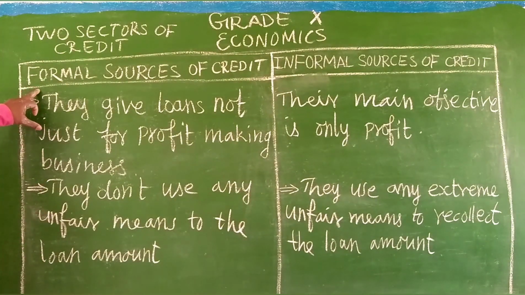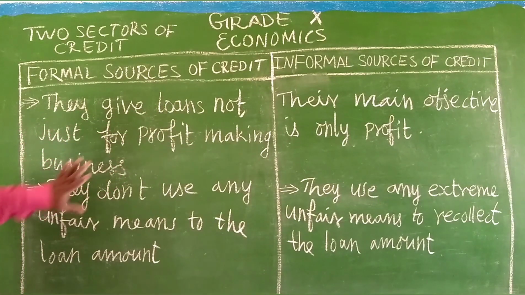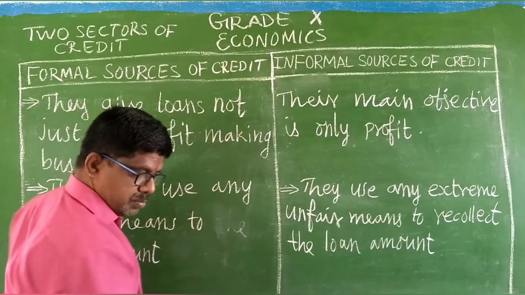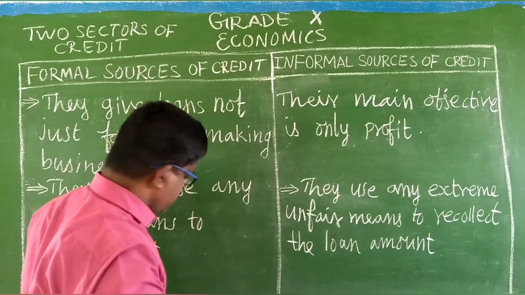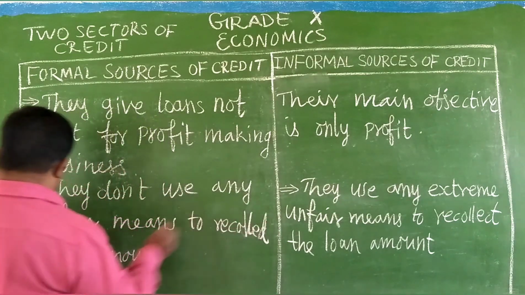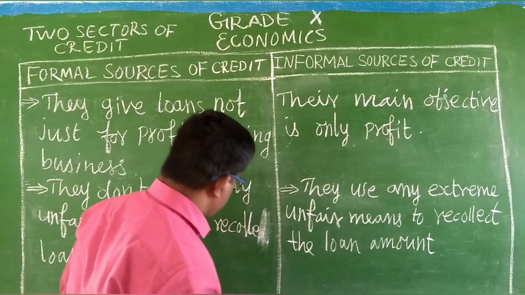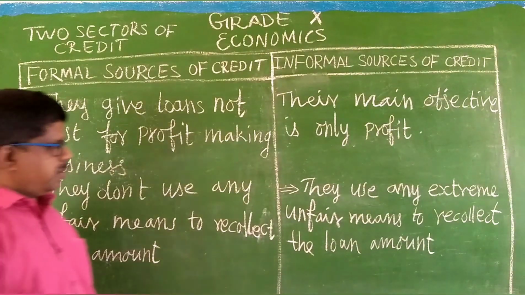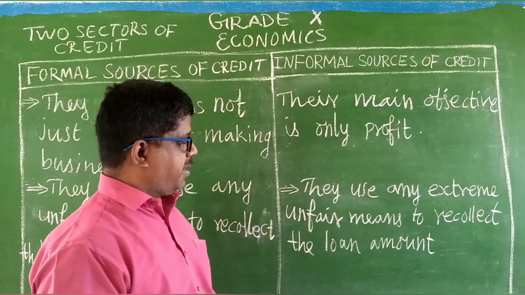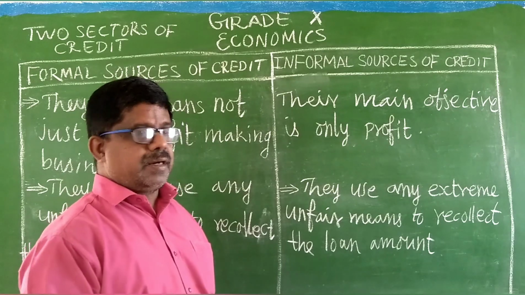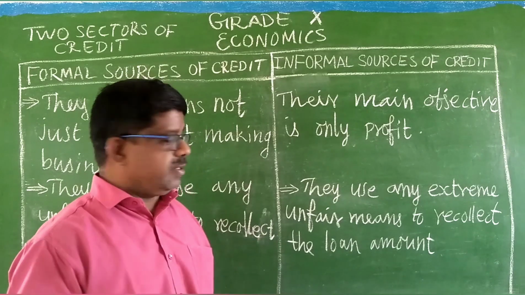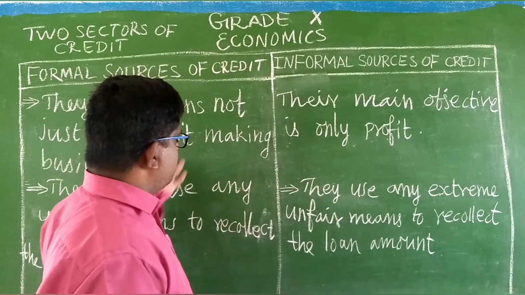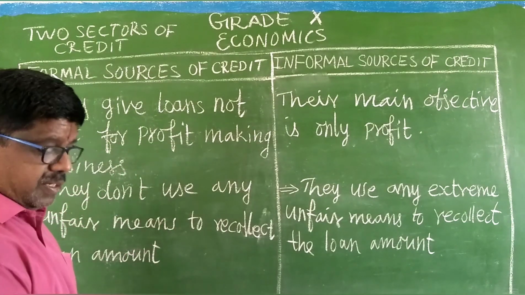Students, please understand, in the case of formal sources of credit, they give loans not just for profit making business, and they do not use any unfair means to recollect the loan amount. Whereas in informal sources of credit, they use any unfair means, even murder, and they will recapture their property or anything. So in this case it is very difficult to repay the loan, whereas in formal sources of credit, generally they don't use such cruel or unfair means to recollect the money.